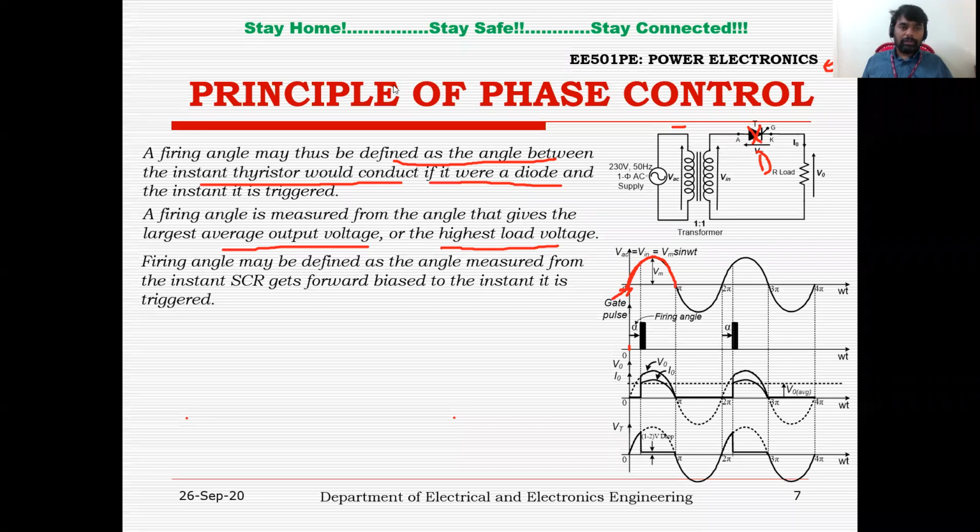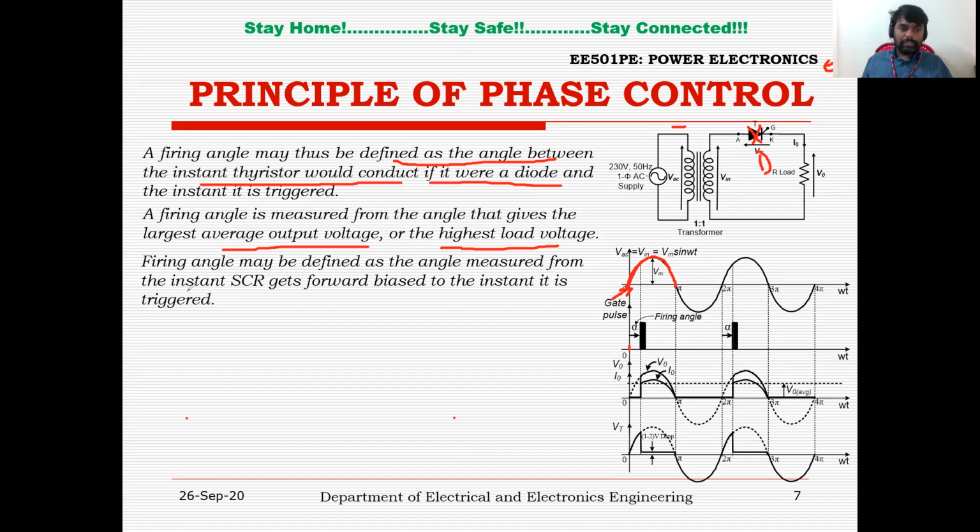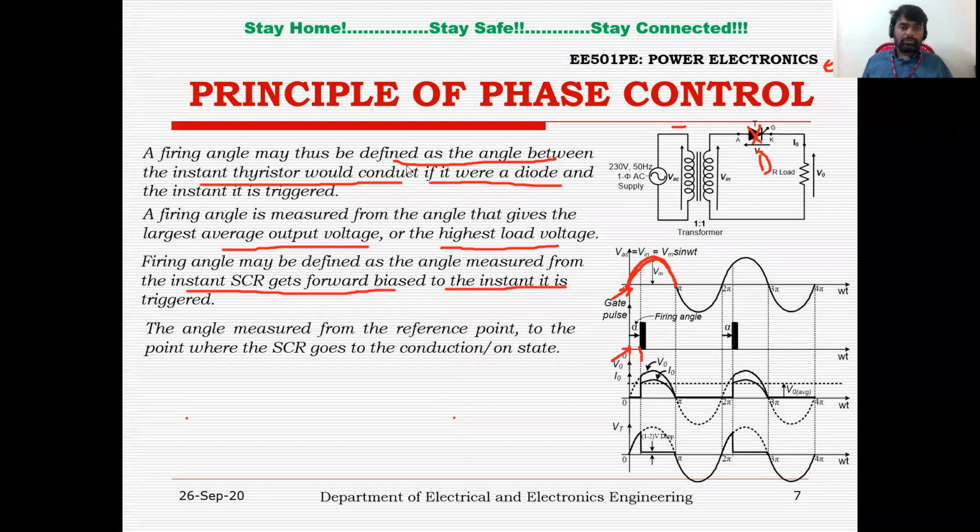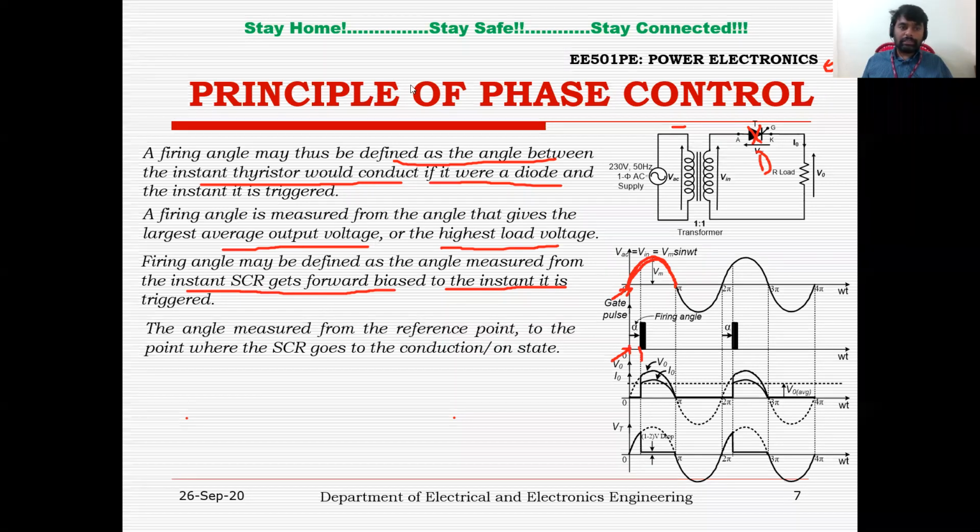One more definition has been given. Firing angle may be defined as the angle measured from the instant the SCR gets forward biased to the instant where it is triggered. Now you can see from this point onward the SCR is in forward bias condition, because we are getting the positive half cycle from this point onward, and here we are going to trigger the SCR. So this distance is called the firing angle. Right, I am going to give one more firing angle definition here. It is the angle measured from the reference point to the point where the SCR goes to the conduction state.